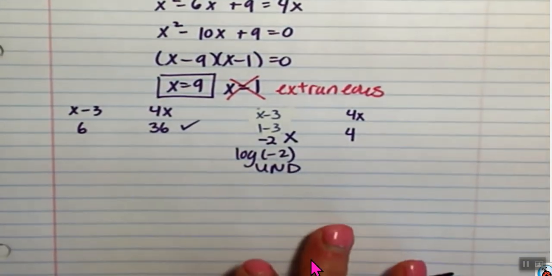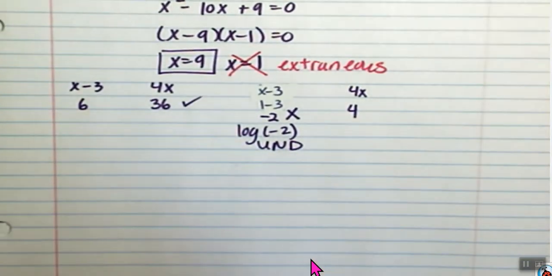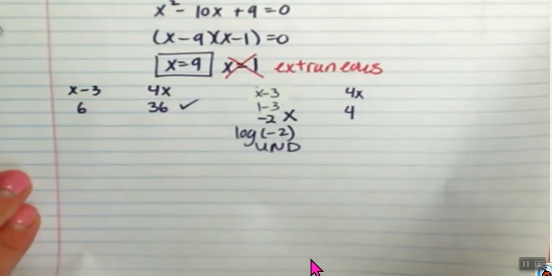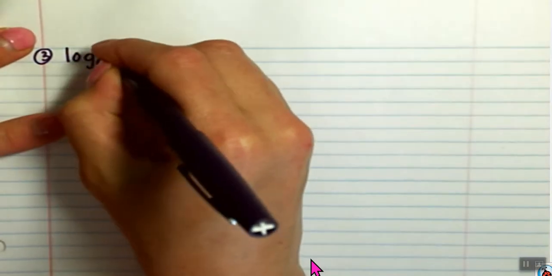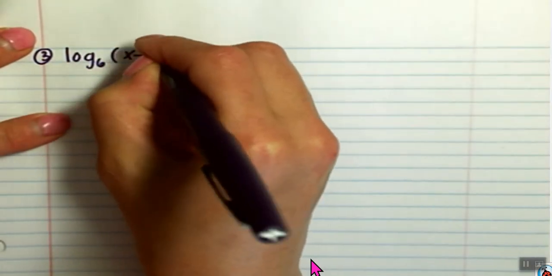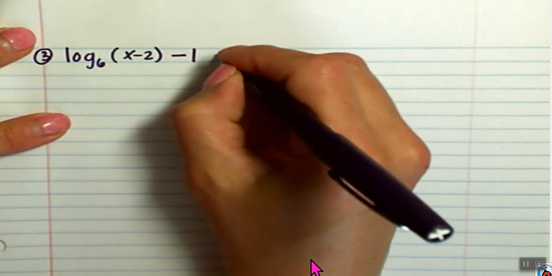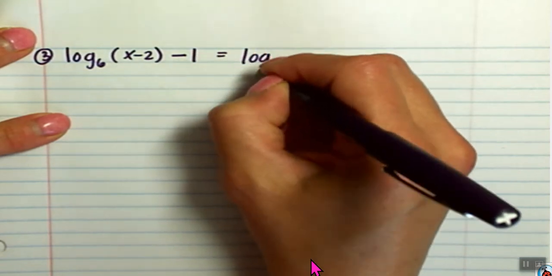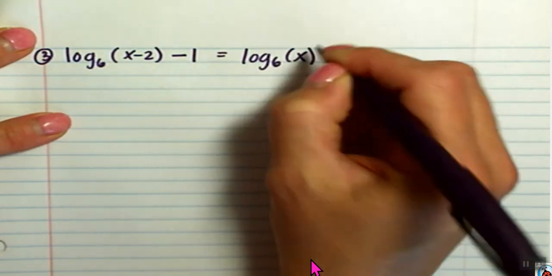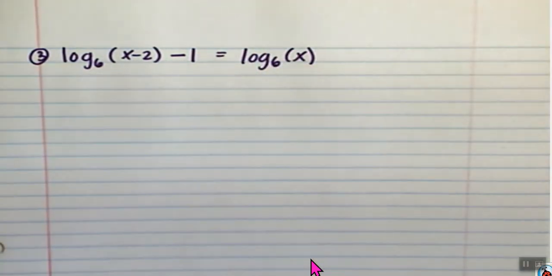All right, now that's 2 logs. Let's look at some examples that might require us to use some properties. Log base 6 of x minus 2 minus 1 equals log base 6 of x. So we have two choices here.